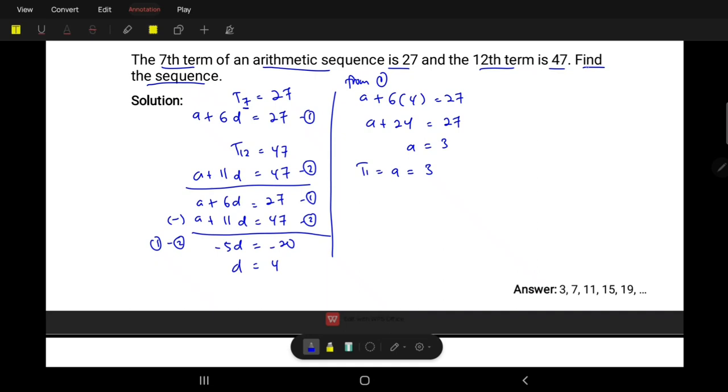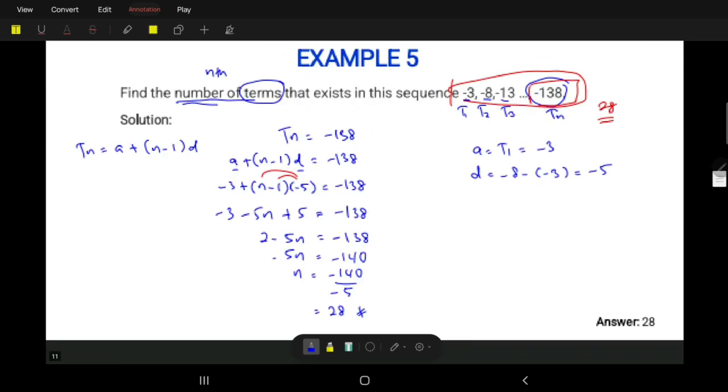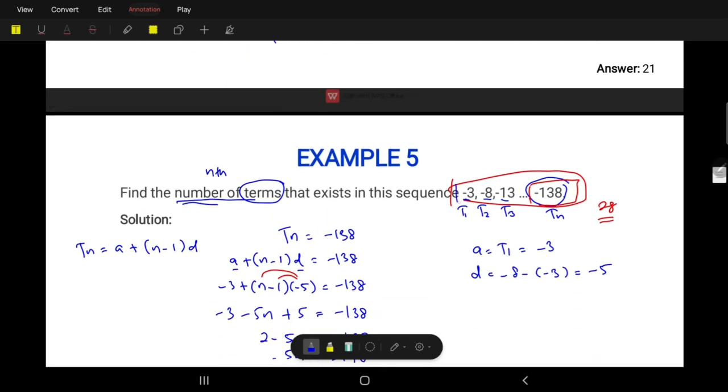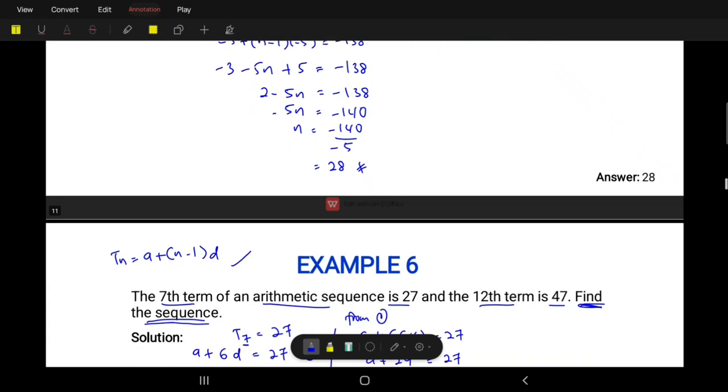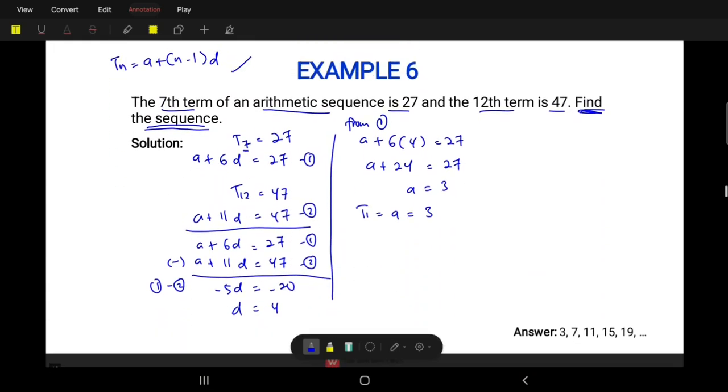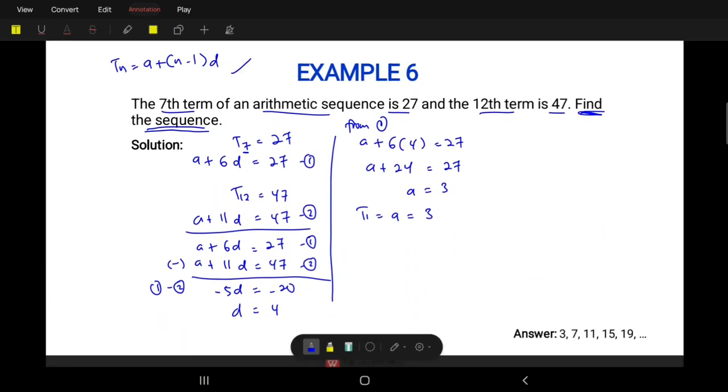Apa maksud find the sequence? Find the sequence macam ni lah. Ni sequence. Kita kena tahu what is the first term, second term, third term, fourth term. So, inilah konsep cara nak cari sequence. Dia bagi clue kat sini, 7th term is 27, 12th term is 47. Then use the formula, to get the value for A and D. Bila dah dapat A and D, then we can find the sequence.